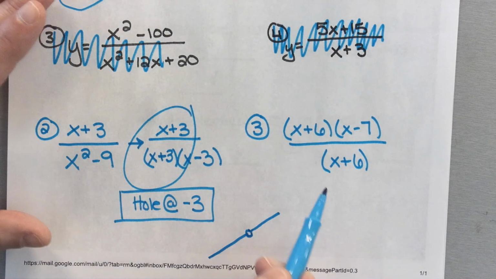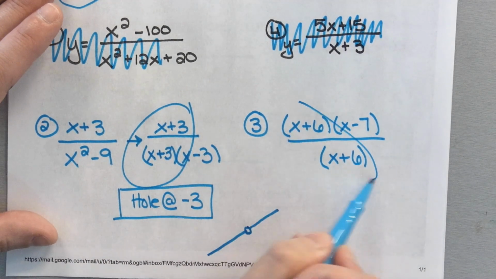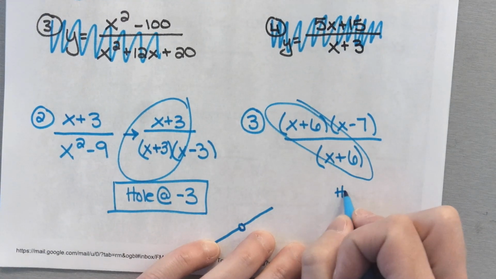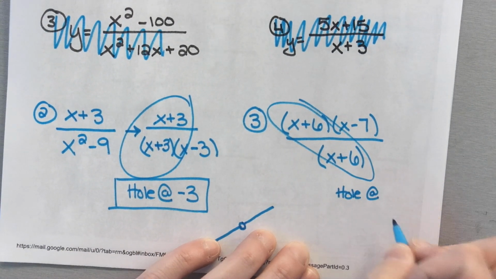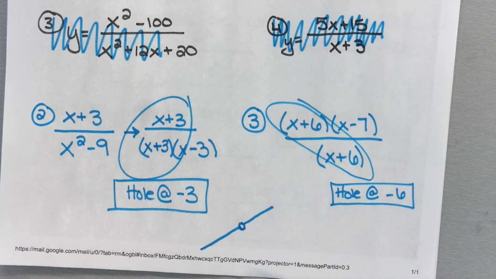Yeah, very Michigan thing. Okay, look at number 3. 3 is the easiest. What's your match? X plus 6. You don't even need to factor. Where's my hole in my graph? Negative 6. So again, we're just looking at different facets of the graph.